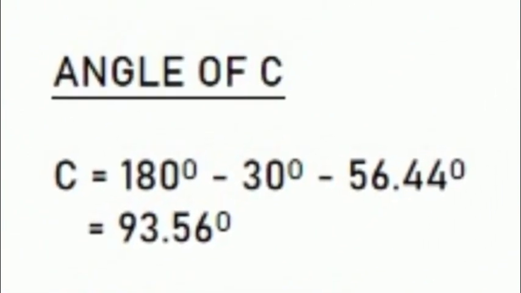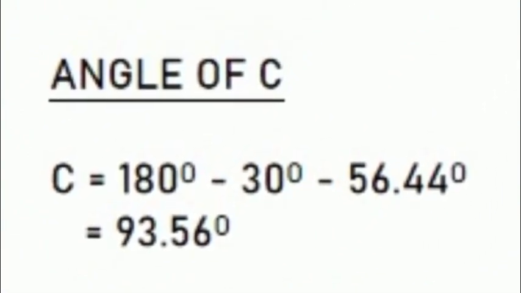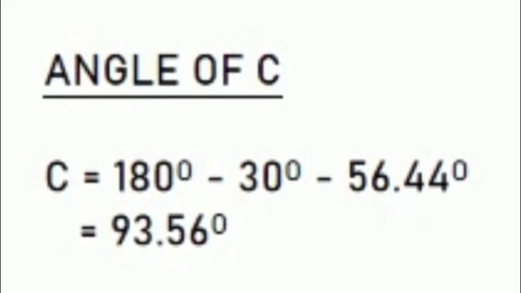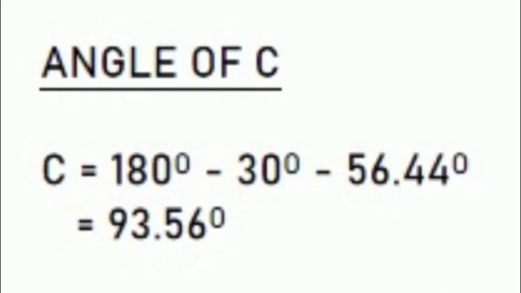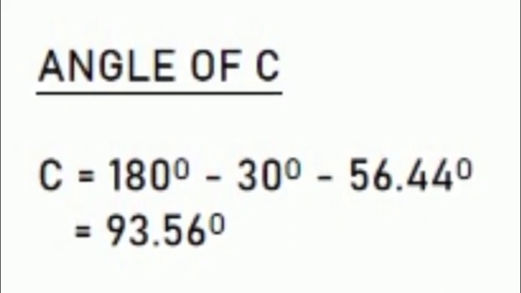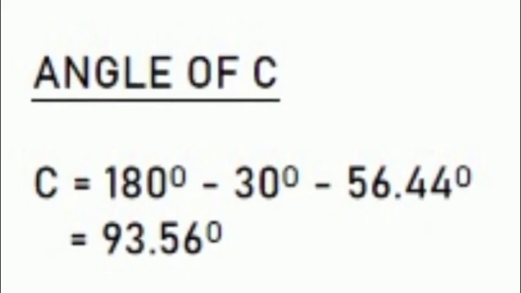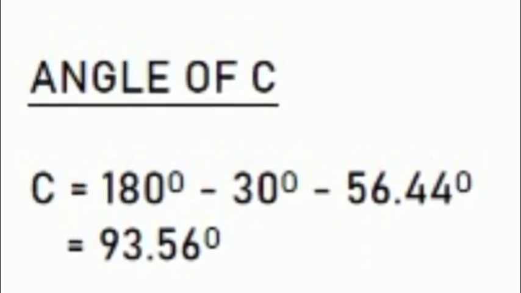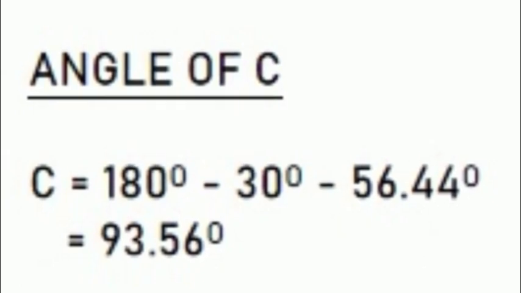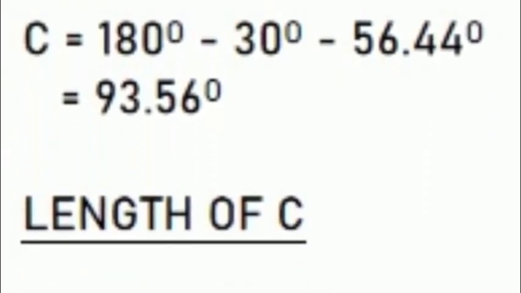Second step, we need to find angle C. As we know, the total angle in a triangle is 180 degrees. So we subtract all the information that we found before from 180 degrees. So C equals 180 degrees minus 30 degrees minus 56.44 degrees. So we get angle C is 93.56 degrees.